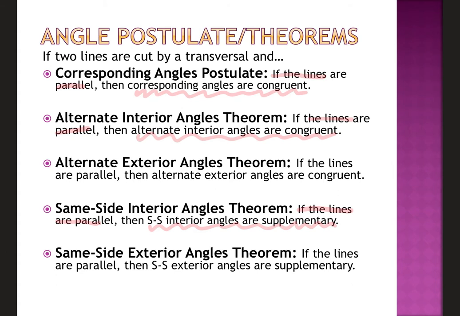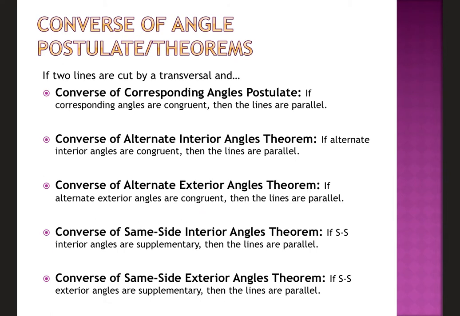But what happens when we reverse an if-then statement? Let's just think about this. See if you can remember. If I have a statement that goes P then Q, this is a conditional statement. What happens if I flip it and go Q then P? This variation is called the converse, and the converse has its own purpose. Say hello to the converse angle postulate and theorems.